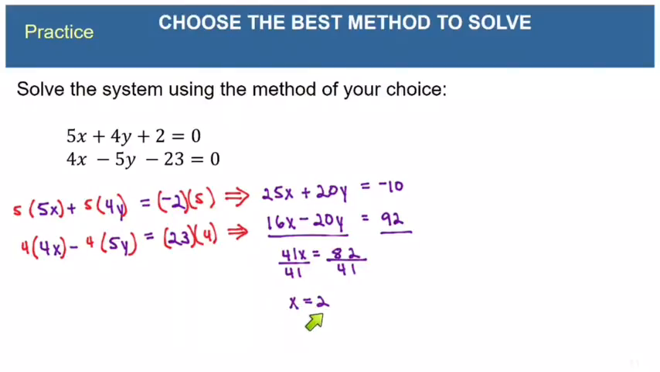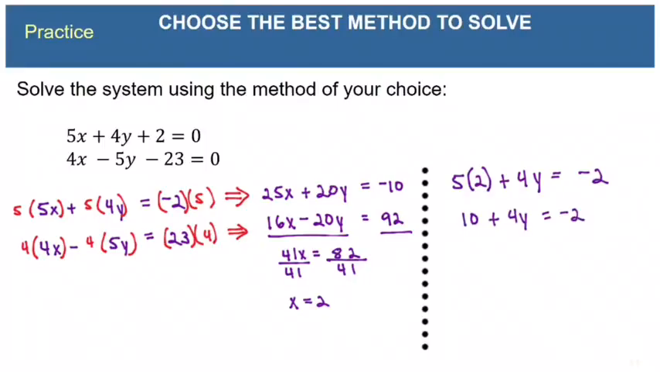Now we take our 2 and plug it back into either equation. So I'm just choosing the top equation, and notice that I've kept my negative 2 moved over to the right side. So 5 times 2 is 10, and subtract 10 from both sides. That gives us 4y equals negative 12, and divide both sides by 4, and y equals negative 3. So our solution is 2, negative 3.